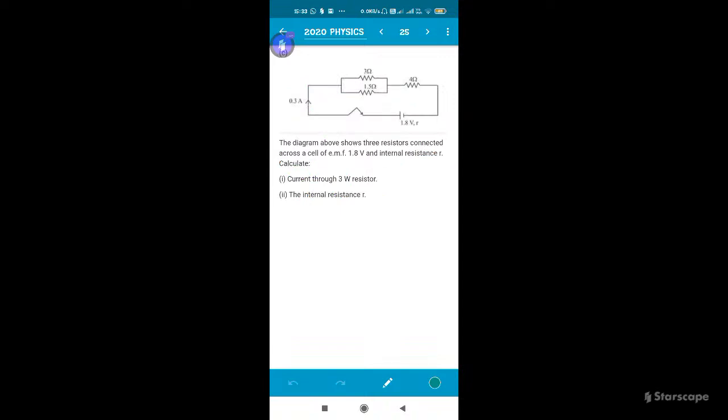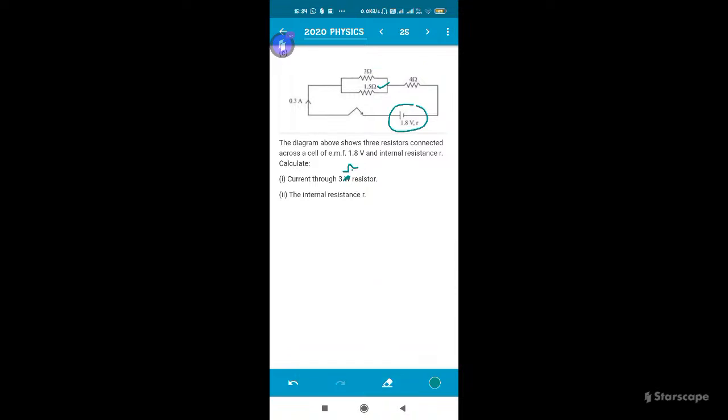Over here we have another numerical which is from the chapter electricity. So the diagram above shows three resistors connected across a cell of EMF 1.8 volt and internal resistance r. We have been given a battery whose EMF is 1.8 volts, and which has an internal resistance of small r. And we have three resistors. We have to find the current through the 3 ohm resistor, and we also have to find the value of the internal resistance. So let us do it.